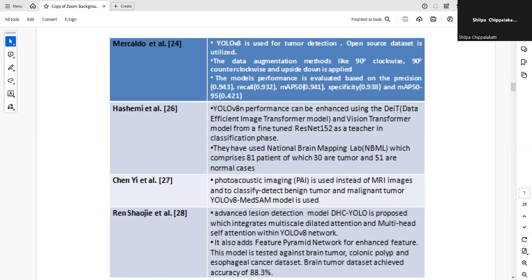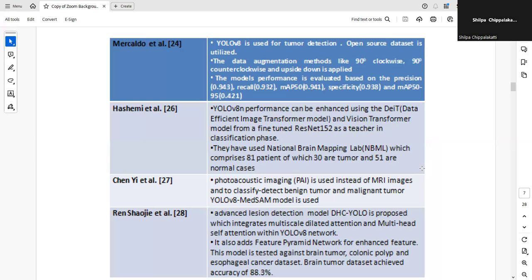The additional model is DeiT, a data-efficient image transformer model, and the vision transformer model is used. A fine-tuned ResNet 152 is incorporated along with YOLO V8 to enhance the performance. The dataset was taken from the National Brain Mapping Lab, which comprises 81 patients, of which 30 are tumor and 51 were normal cases.